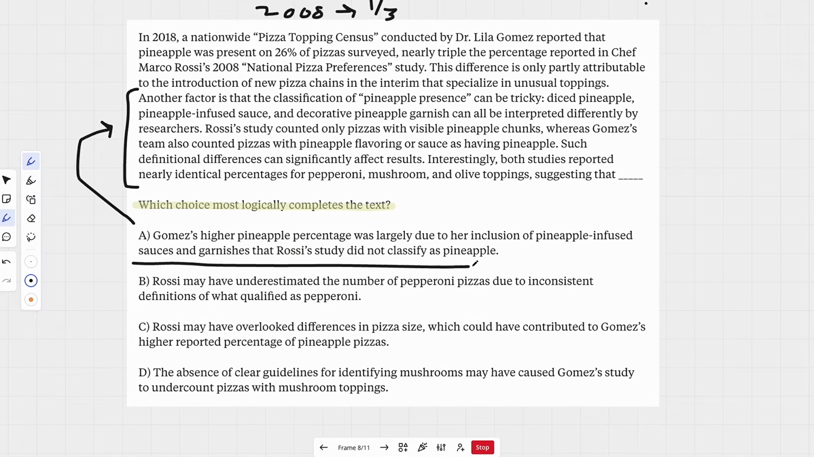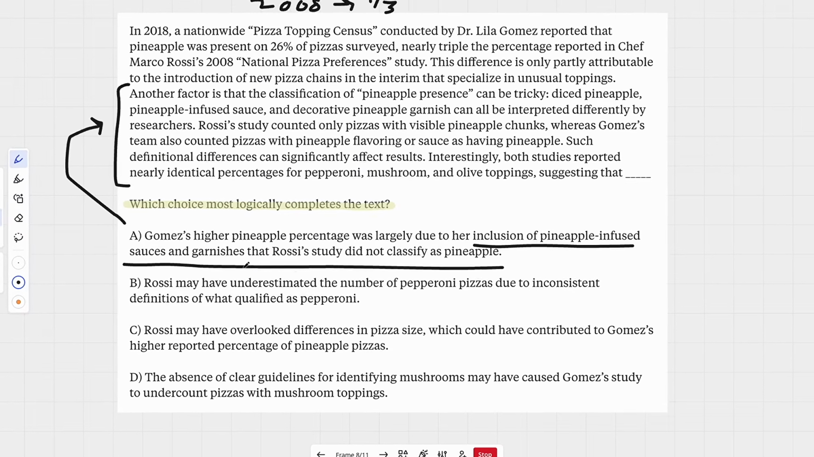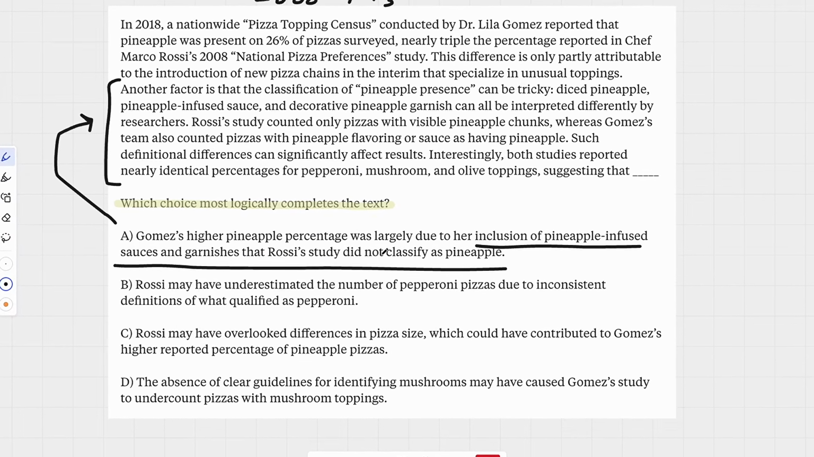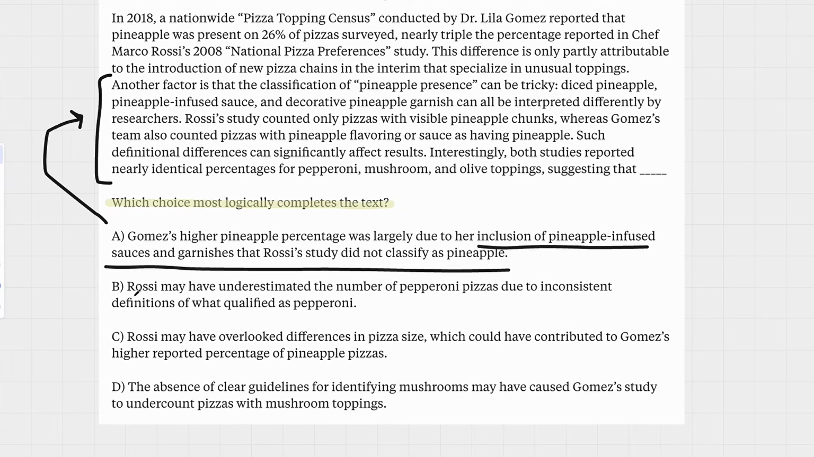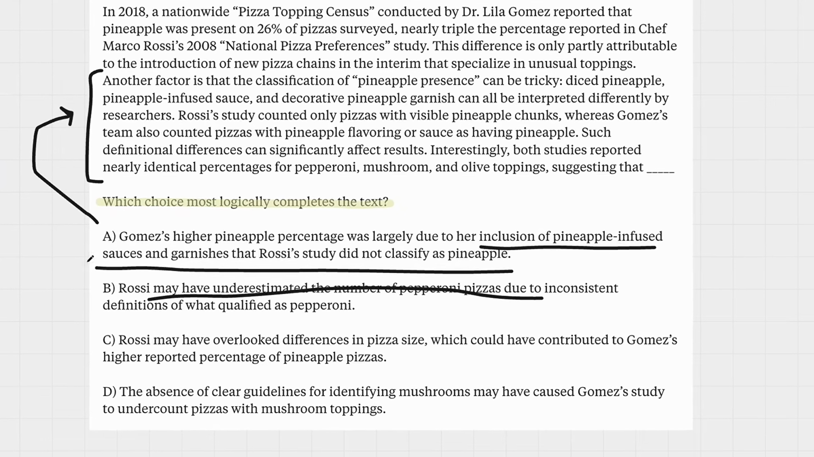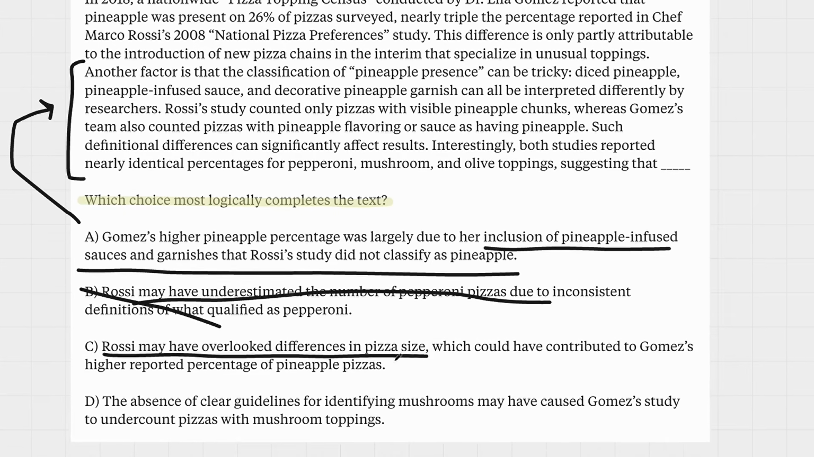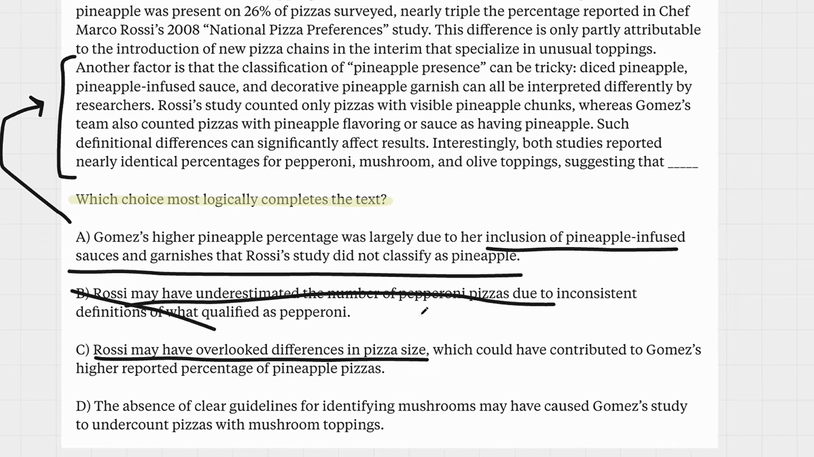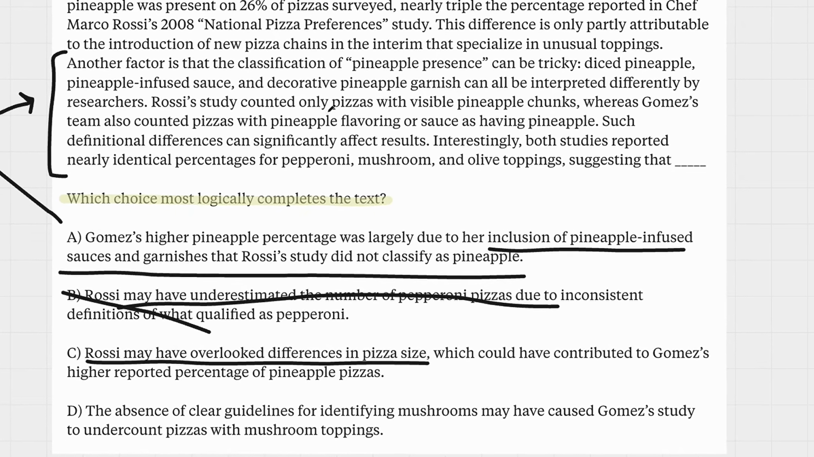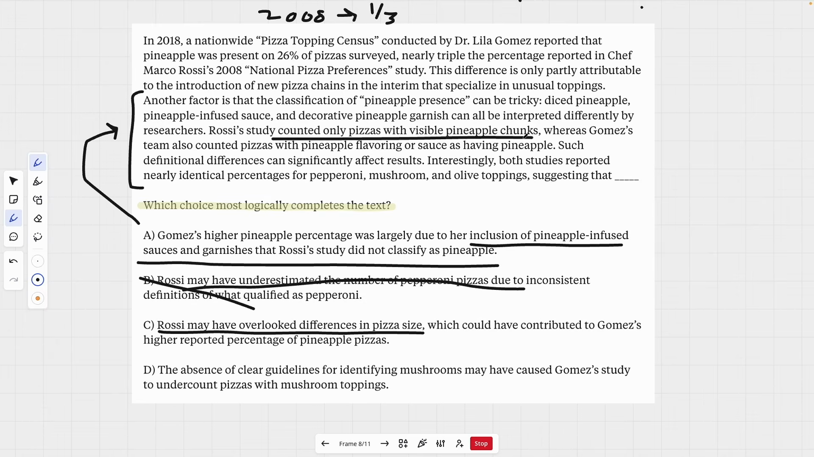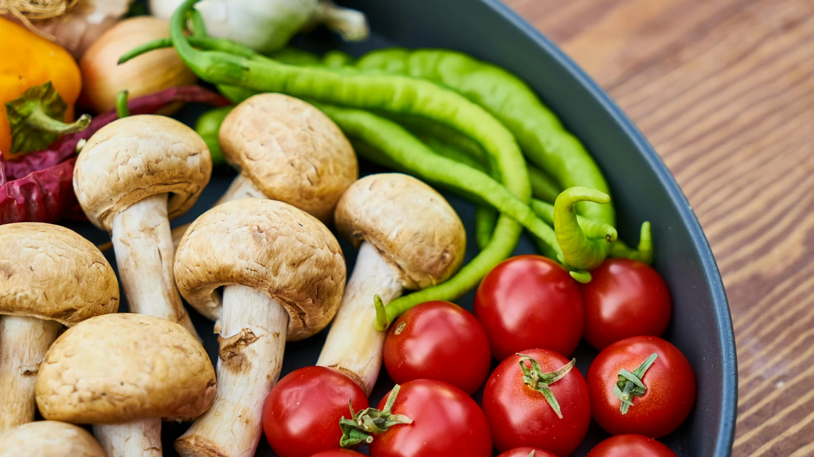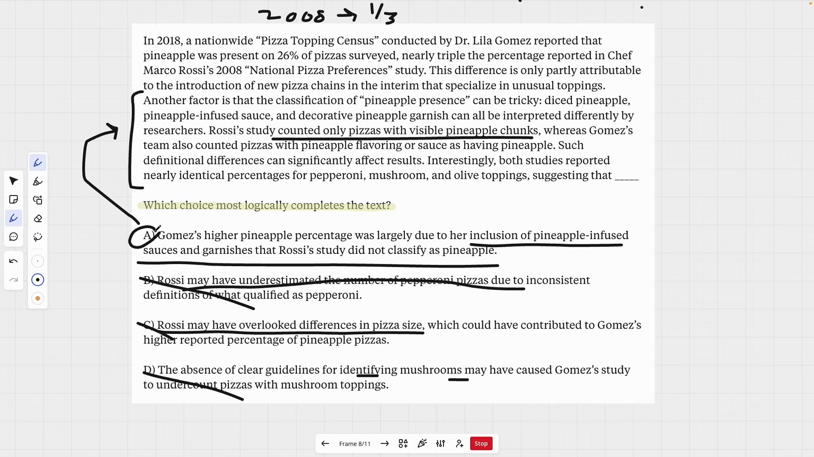So yeah, this one is talking about they included pineapple infused sauces and garnishes. That seems like it's probably going to be correct, but let's just look at the other ones. This one talks about pepperoni, so that's definitely not at all what's being said, so we can eliminate that one. This one talks about differences in pizza size, so that could be correct, but that's not really what's being talked about. They're talking about counting pizzas with different pineapple chunks, so they never really talk about the size of it, so we can eliminate that one. And this one just talks about mushrooms, so just get out of there. So we know this is going to have to be A. That's a pretty simple one.